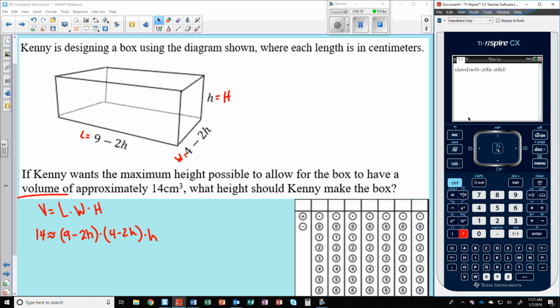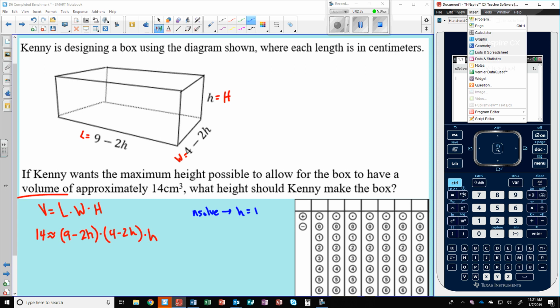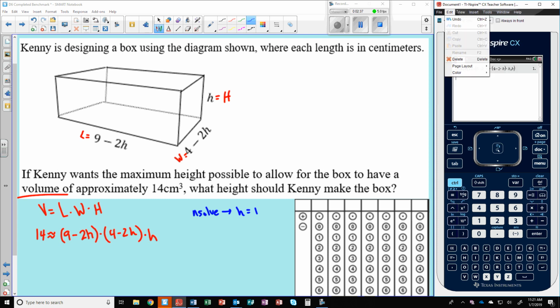Now, for nSolve to work, if you press enter right now, it'll give you an error. The reason is you have to tell it what we're solving for. So within the last parentheses right there, I need to type comma h. When I do that, it says that height is exactly 1. nSolve says that h equals 1. Now, we could have a problem there. I'm going to just take a quick picture of this right here.